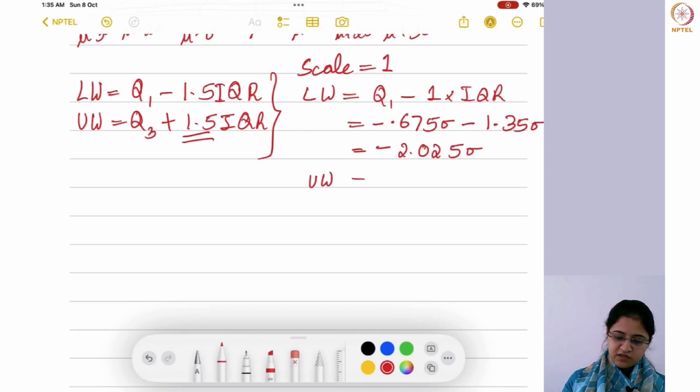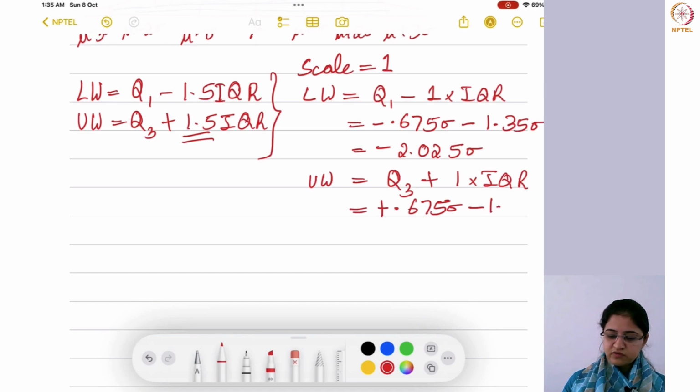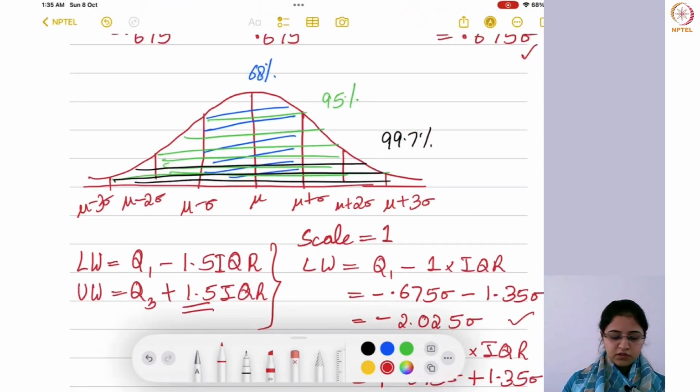Similarly, if you calculate the upper whisker, it will be Q3 plus 1 times IQR, so you will have plus 0.675 sigma plus 1.35 sigma. So this is basically 2.025 sigma. Here, if you see, it is going from minus 2.025 sigma to 2.025 sigma, which basically means it is going to the 2 sigma limits, and within the 2 sigma limits you have only 95% of the observations. Our interest is to capture as much as possible in this case. So if we can talk about approximately 99.7%, it would be better, right?